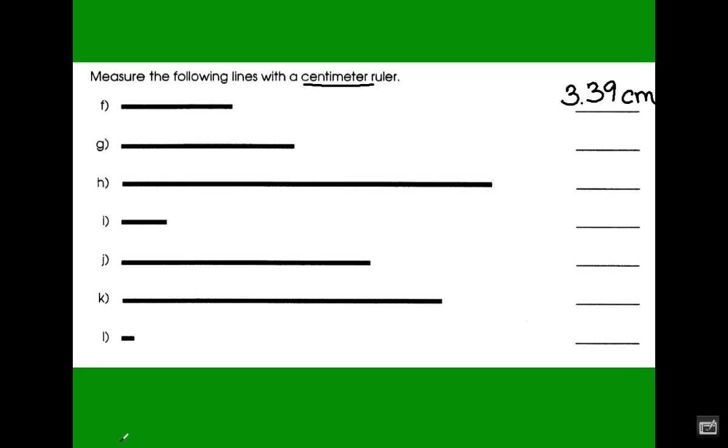Let's do the same thing for letter G. When I measure letter G, I get a value of 5 centimeters, and it actually ends up kind of halfway in between the 3 and 4 millimeter marks, in between or after 5. So I make it 5.35 centimeters. Again, you need to have this guess.